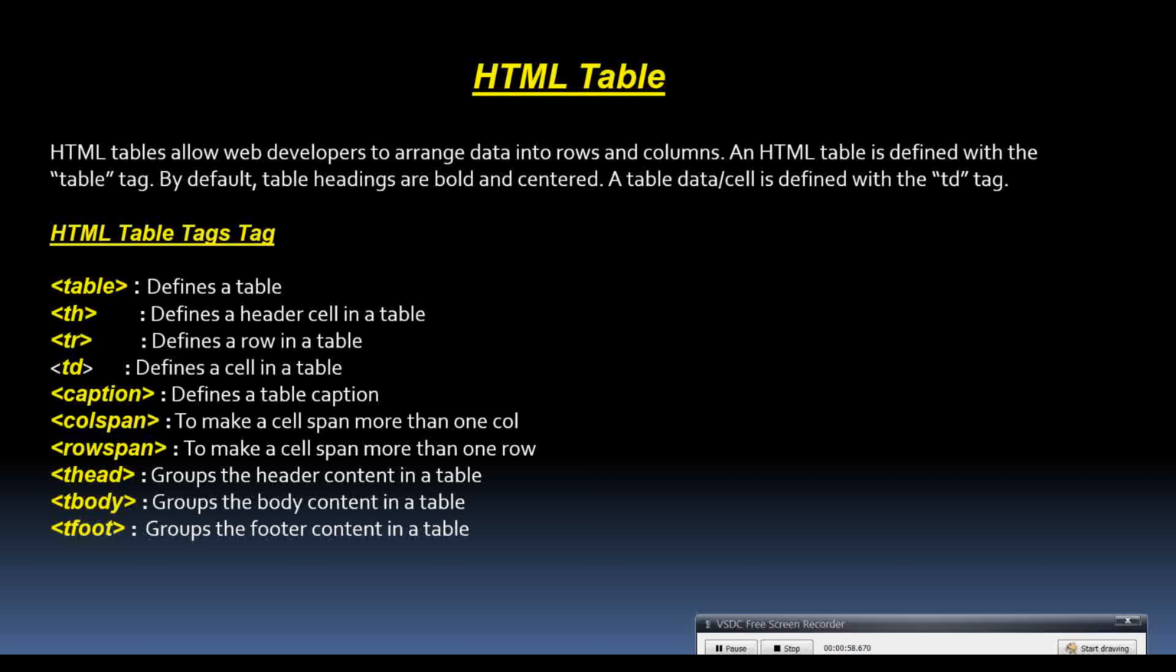The td tag defines a table data cell. So there are some tags which we need to follow for making our table. So table is used to define a table. Th defines the header, th means table header.